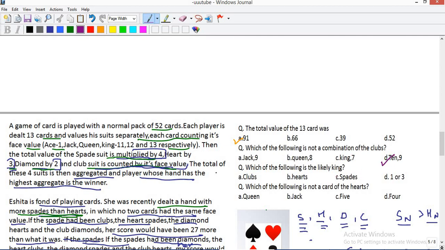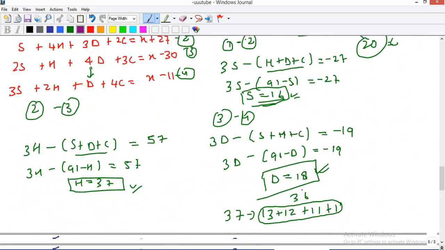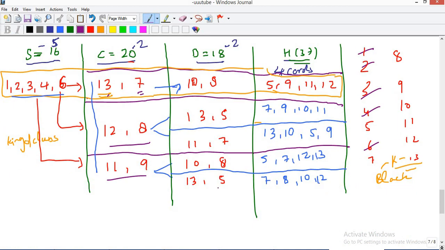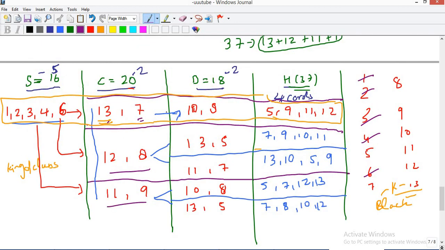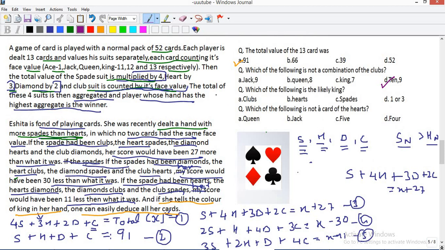Which of the following is the likely king? Clubs, hearts, spades, 1 or 3. So hearts, is there a king? Is it possible? Tell me. If I see here, I have this king of clubs, right? And she told that if she tells the color of a king, then you can deduce all the cards. So likely should be nothing but clubs. So which of the following is the likely king? I can say definitely clubs.